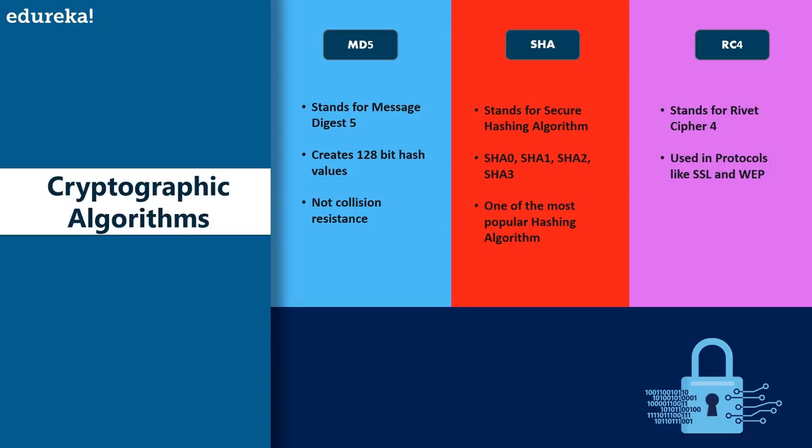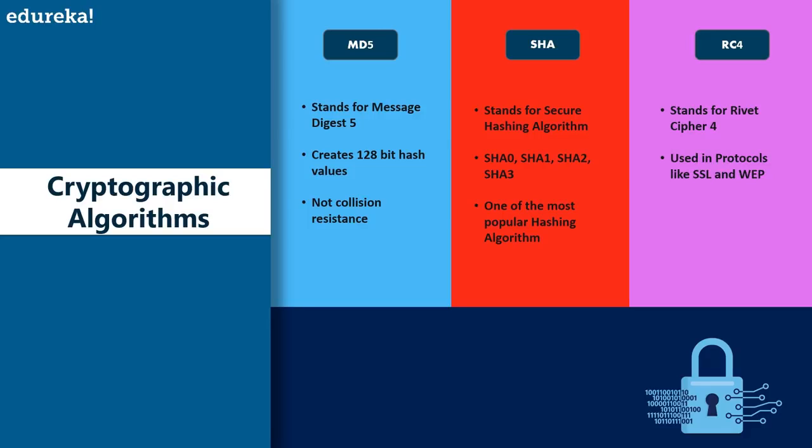So the first algorithm that we are going to discuss is MD5. Now, MD5 is an acronym for Message Digest 5. It is used to create 128-bit hash values, and theoretically speaking, hashes cannot be reversed into original plain text. And MD5 is used to encrypt passwords as well as check data integrity. MD5 is not collision resistant, and collision resistance is the difficulty in finding two values that produce the same hash values.